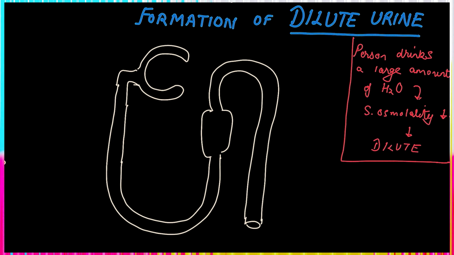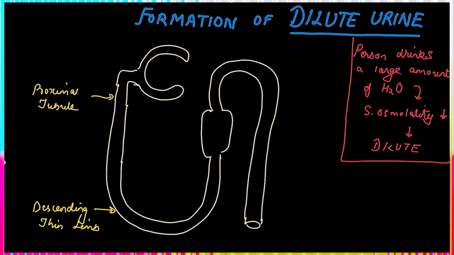First, we need to understand the characteristics of each part of the nephron regarding reabsorption of solutes and water before we understand how a dilute urine is formed. There is a proximal tubule, which continues as a descending thin limb, which curves, forms the thin ascending limb and then the thick ascending limb. Each of these has different characteristics regarding reabsorption of solutes and water.